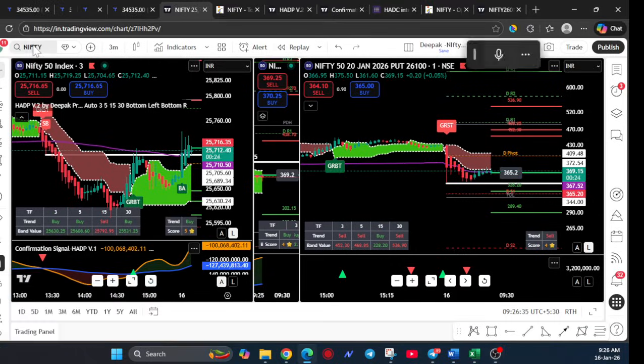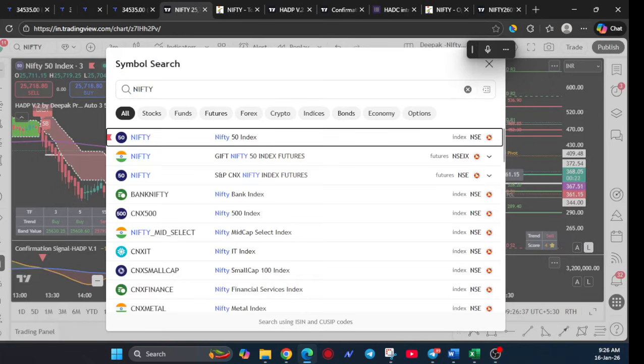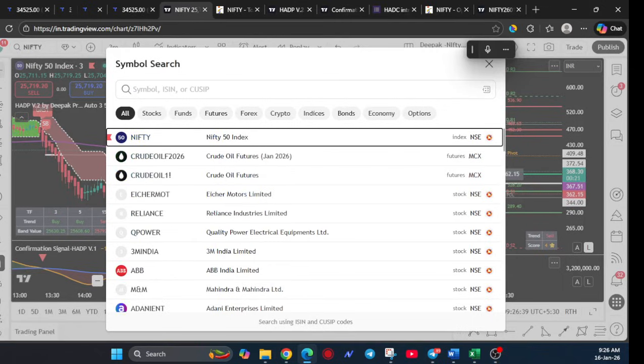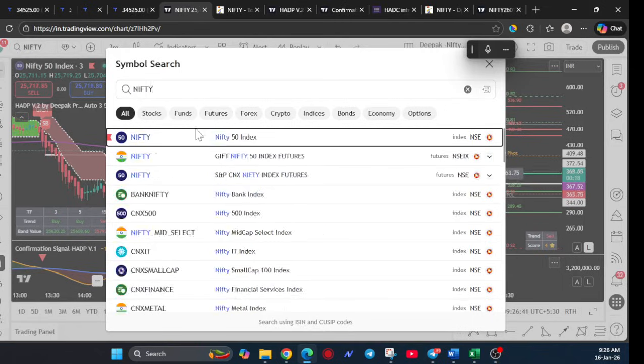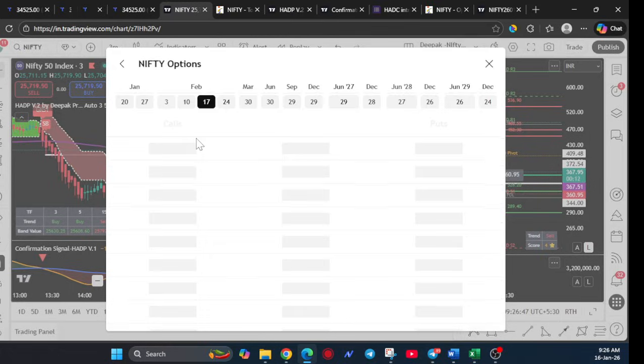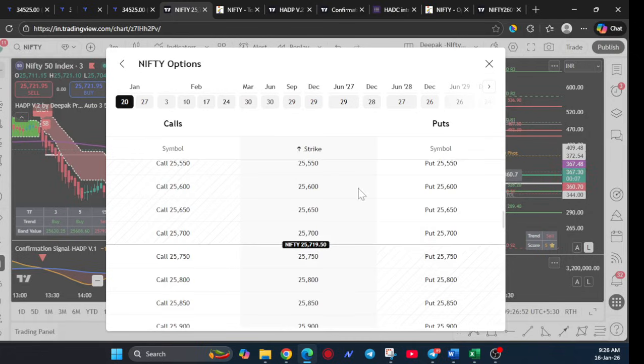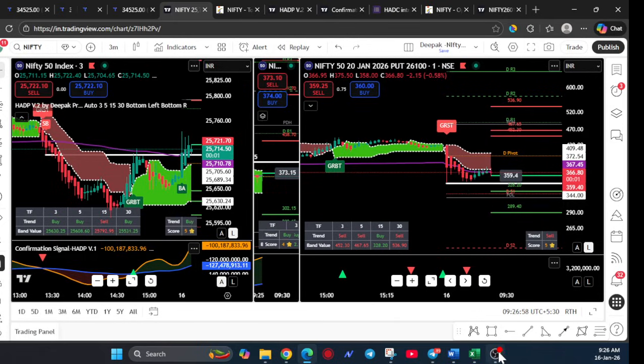Okay. So go here, right? First you search Nifty here in the search box. Now here you got it, right? Now you should go to the options here. Click the options here, and if you click below that, it will show you the options. You can see here. Okay. Try.